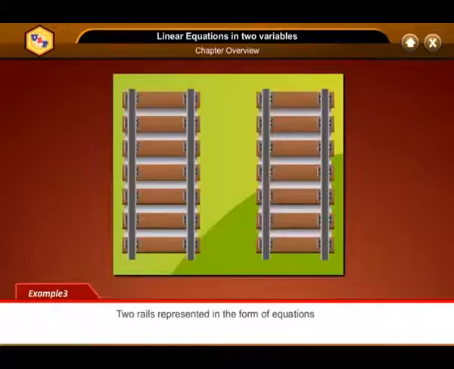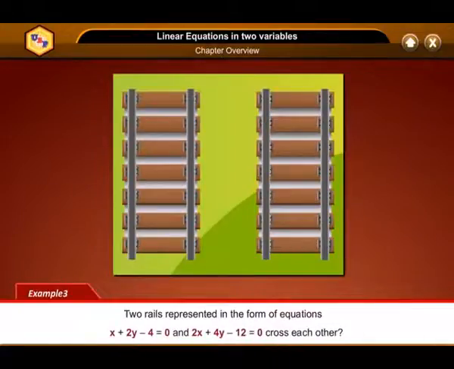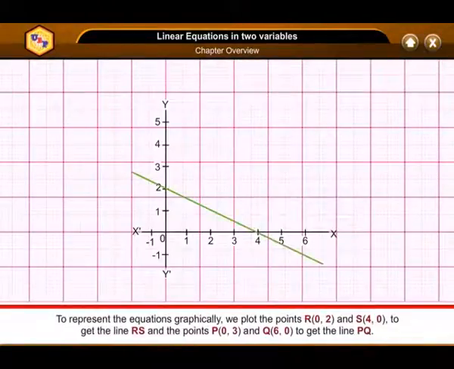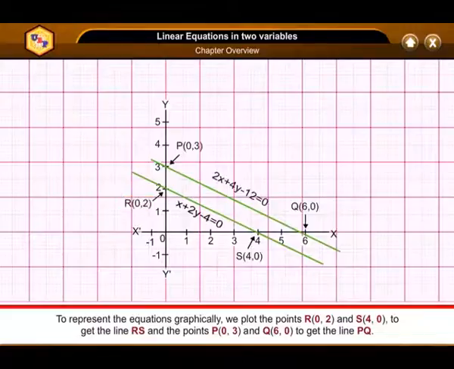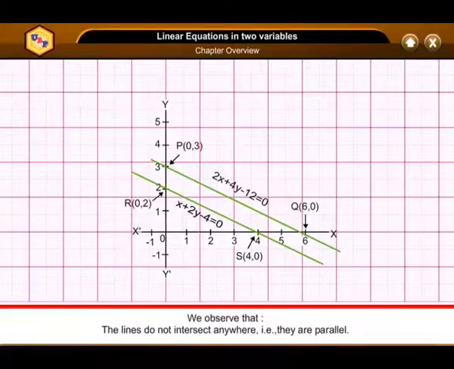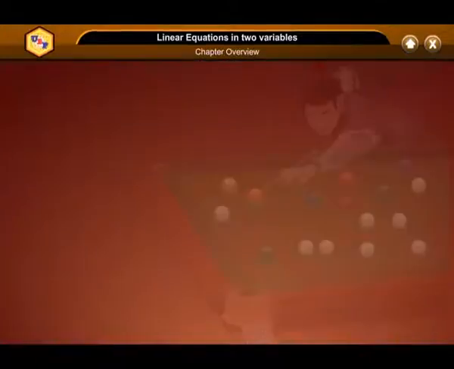Example 3. Two rails represented in the form of equations x + 2y - 4 = 0 and 2x + 4y - 12 = 0 cross each other. To represent the equations graphically, we plot the points R(0, 2) and S(4, 0) to get the line RS and the points P(0, 3) and Q(6, 0) to get the line PQ. We observe that the lines do not intersect anywhere, that is, they are parallel.